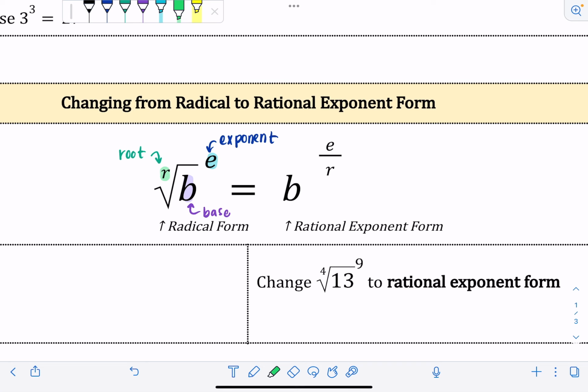And then once we change it to rational exponent form, I mean, BER is not a word, but I always read it that way, like B-E-R, "burr." It's just easier to remember the order of how things go. So my base stays the base of the exponent. And then the exponent from radical form becomes the numerator of the fraction, and then the root becomes the denominator of the fraction.